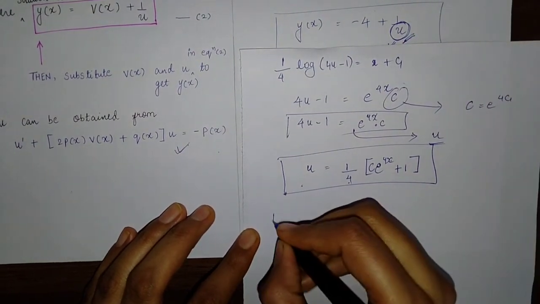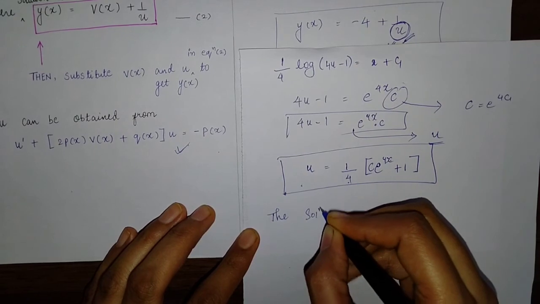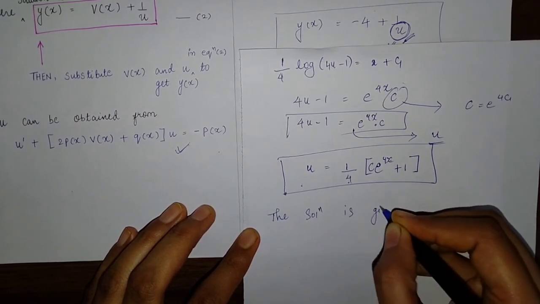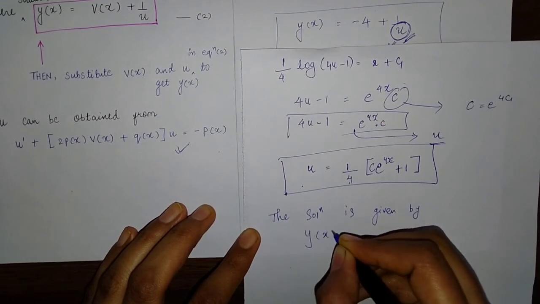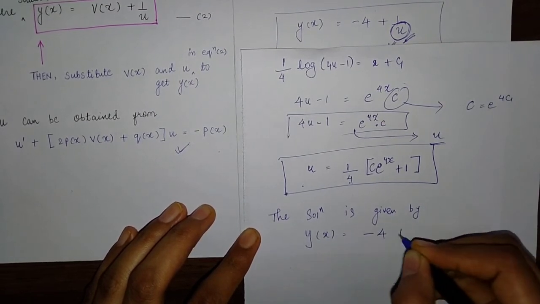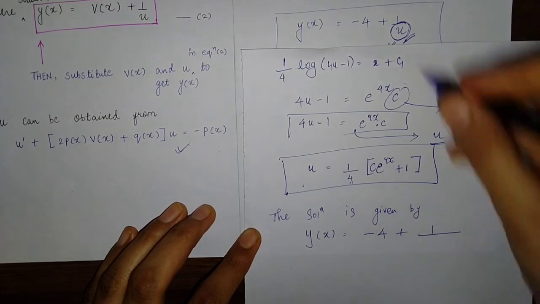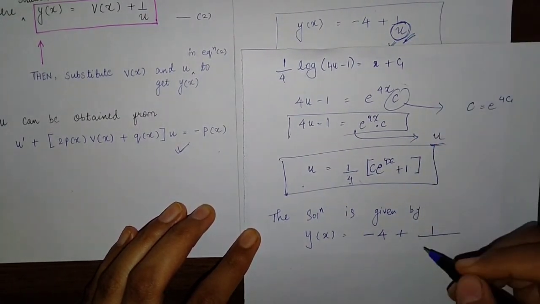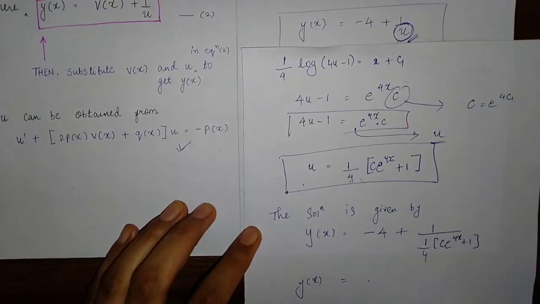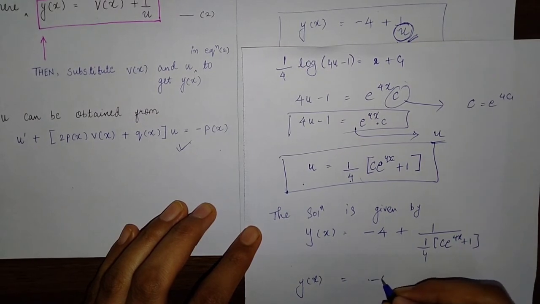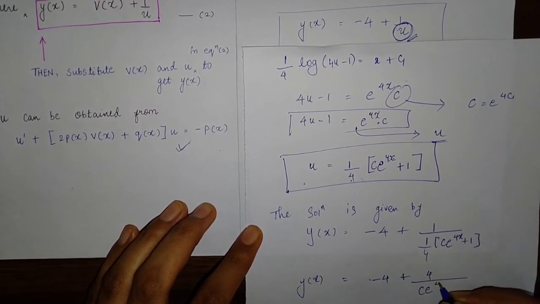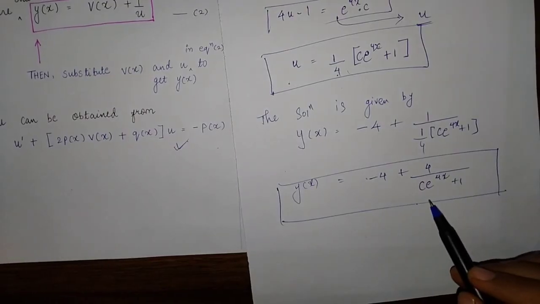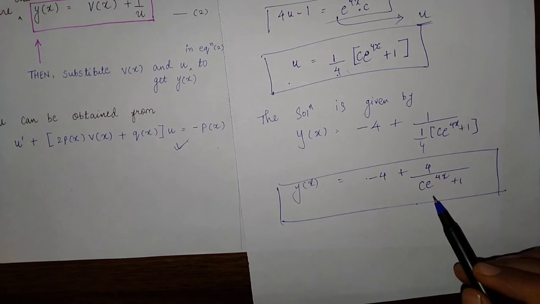Okay, so the solution is given by y(x) equal to minus 4 plus 1 by u. And what is the u here? That I have to substitute here. And if I rewrite the equation, then I will get y(x) equal to minus 4 plus 4 over (c e raised to 4x plus 1). So this is the final solution for the given Riccati's equation.